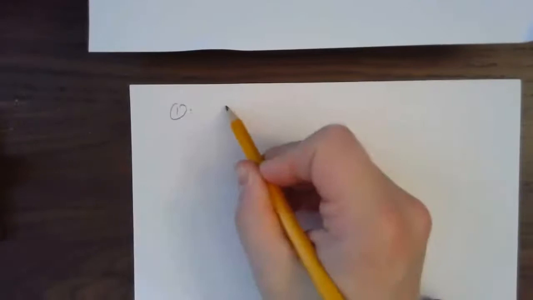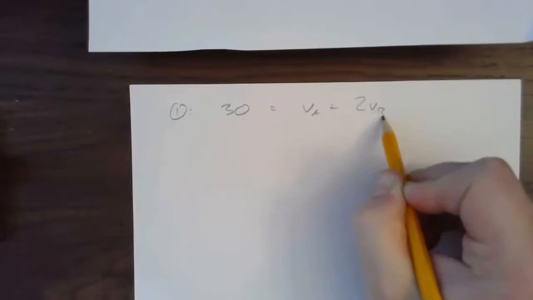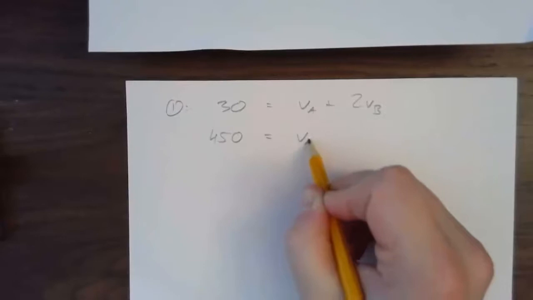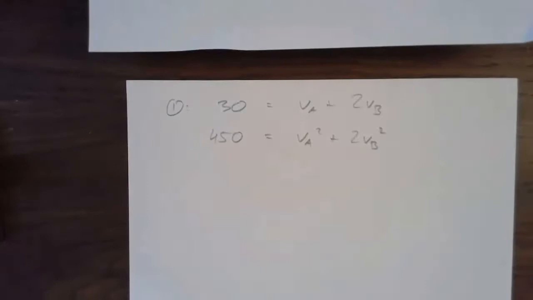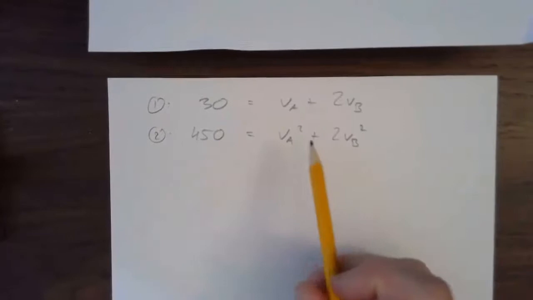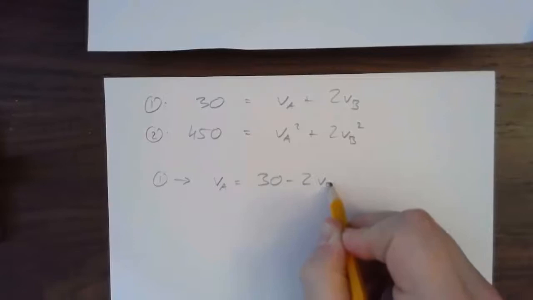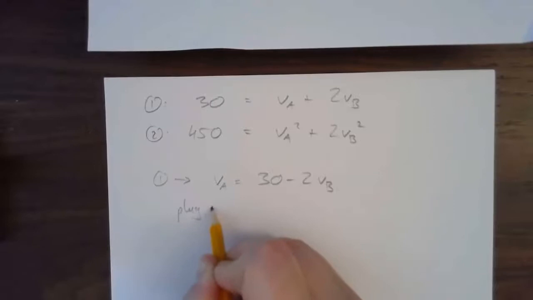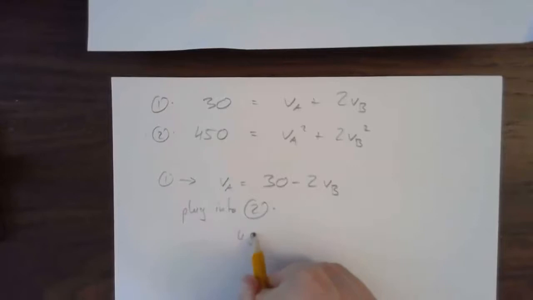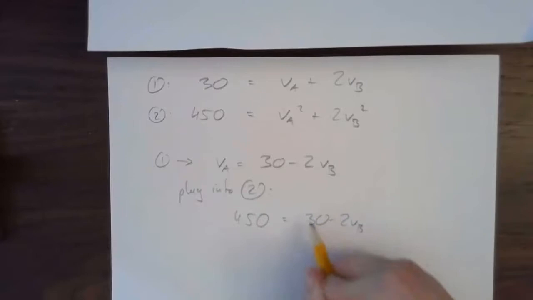So my equation 1 becomes 30 is equal to VA plus 2 VB, and I also have that 450 is VA squared plus 2 VB squared. Now, in this type of situation, depending on the exact numbers, there might be tricks to do it fast, but I don't see one right here, so I'm just going to do it systematically. I'm going to rearrange equation 1 and write VA is 30 minus 2 VB, and then plug this into the other equation to eliminate VA from it, and so I get 450 is equal to (30 minus 2 VB) squared plus 2 VB squared.